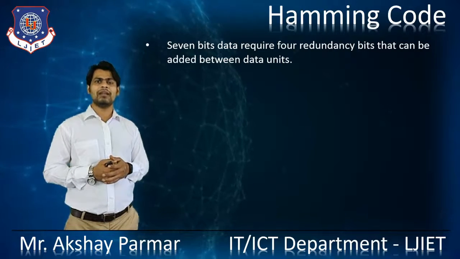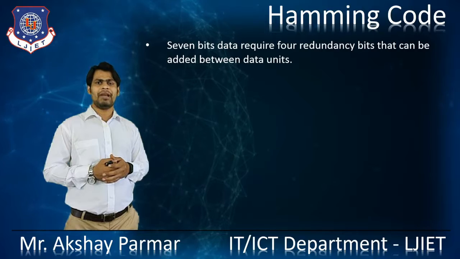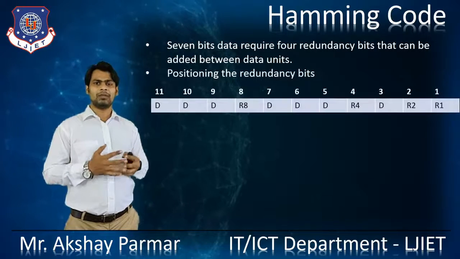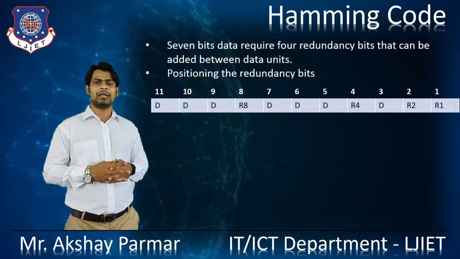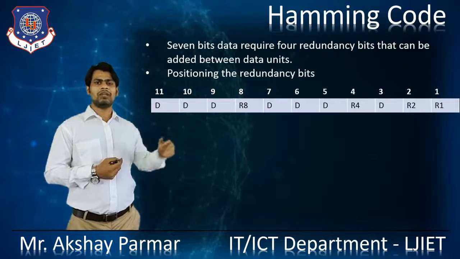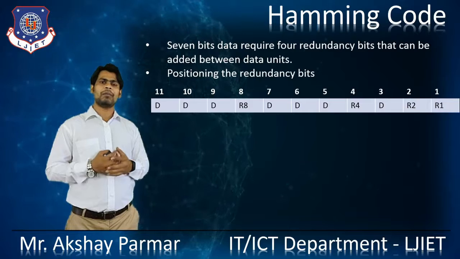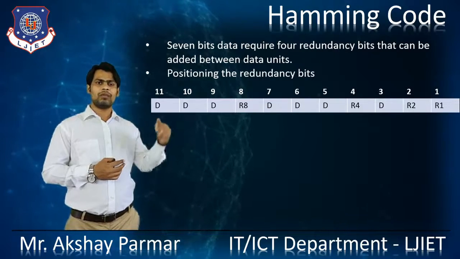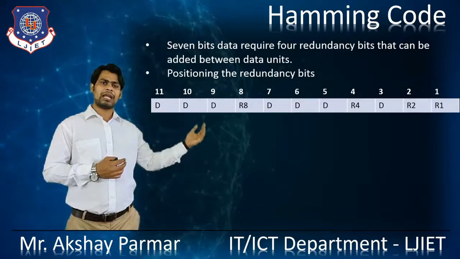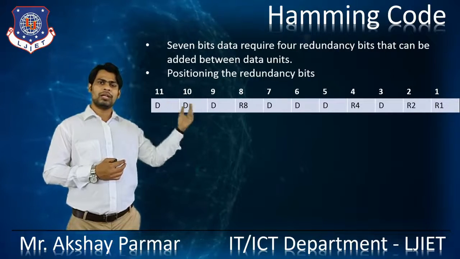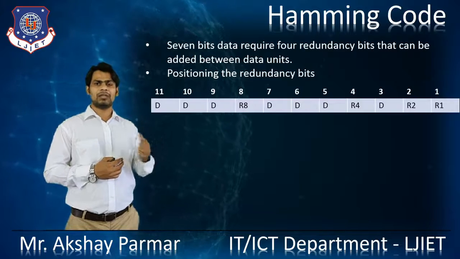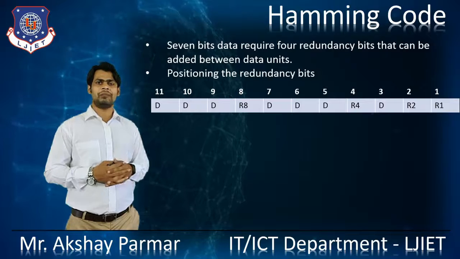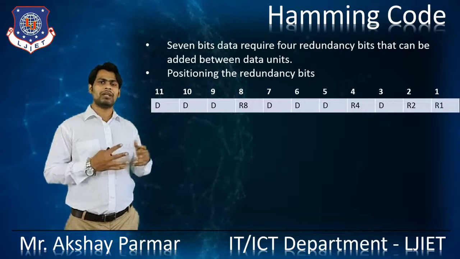So we can set the redundant bits as 4, where we have 7 bits of data, right? So let's put the redundant bits in between the data bits. This is the positioning of the redundant bits, where we put the redundant bits at positions of the form 2 raised to n: the first position, second position, fourth position, 8th position, 16th position, and so on. We put the redundant bits at those positions only.